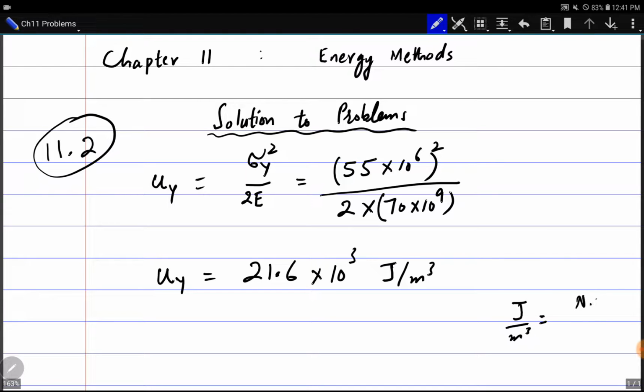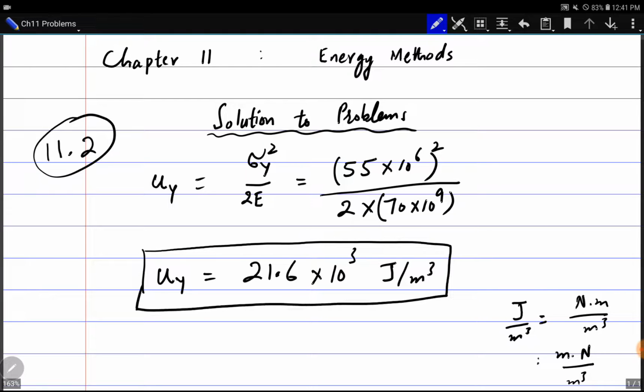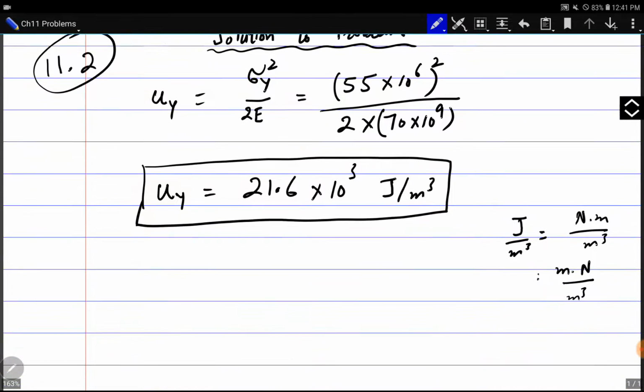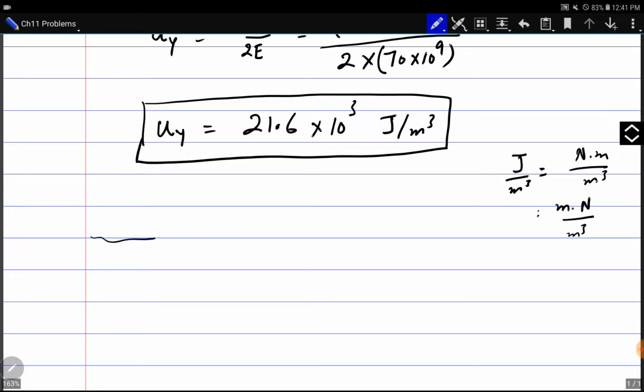Joule is actually Newton meter. In some books this formula is written as meter Newton per meter cube. So don't get confused with it. Joule per meter cube or Newton meter per meter cube is same. This was the simplest problem. You can solve the rest of the two parts by yourself with the same formula. I will move further to a different problem in a different difficulty level.